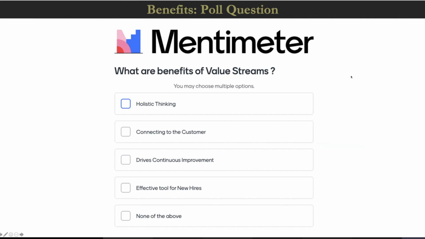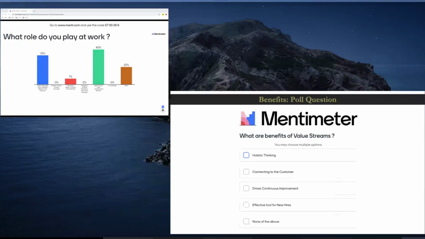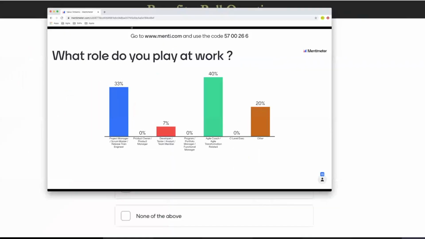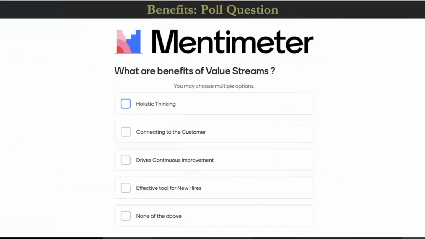So let's do some brainstorming. Let's think about possible benefits of a value stream. I'm going to bring back the Mentimeter window and ask you to submit to this next poll question.